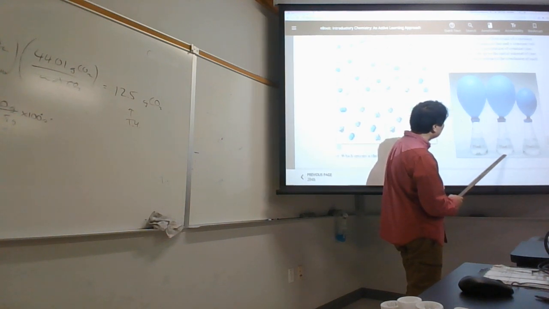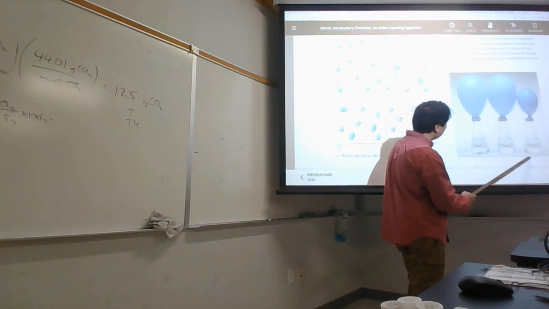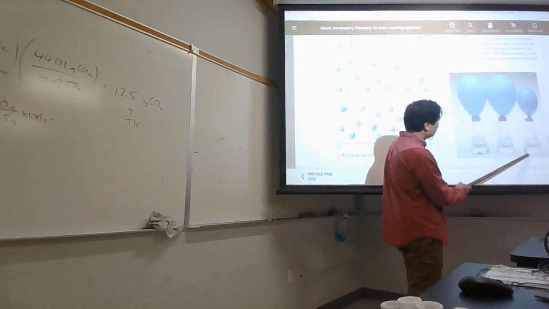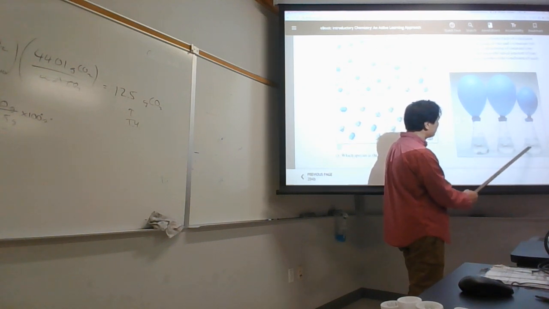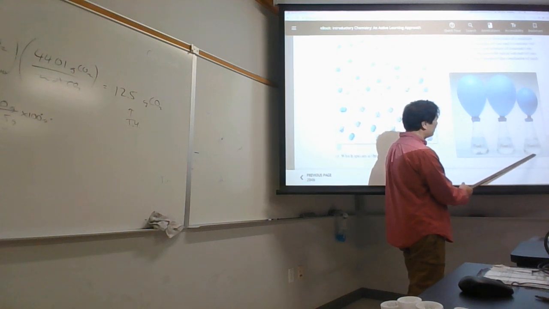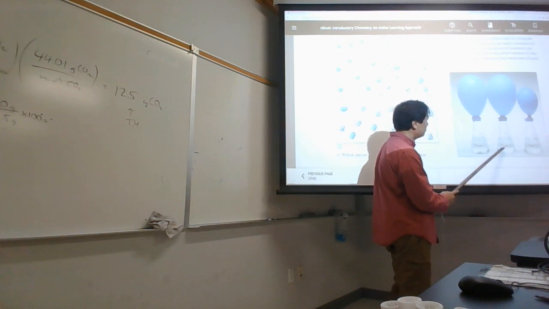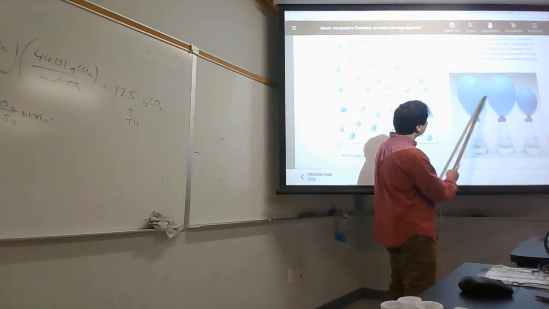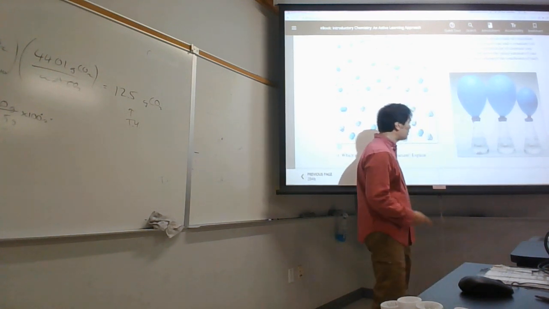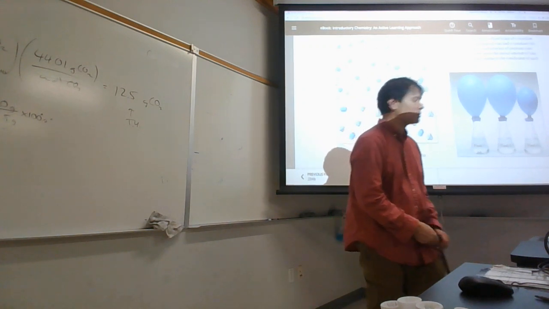Flask 3, there's no zinc there. All the zinc reacted. So flask 3, you could say something here. In flask 3, all these started off with the same amount of hydrochloric acid. And so in flask 3, we can say that the limiting reagent must be the zinc. In flask 2, this could be stoichiometric. Flask 1 is definitely a limiting reagent to excess reagent problem.